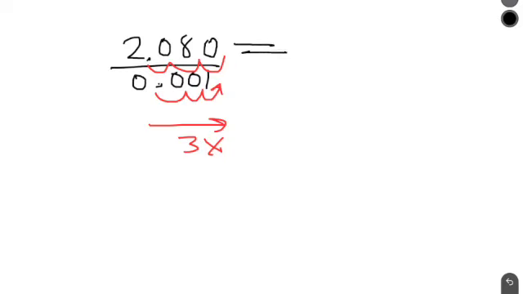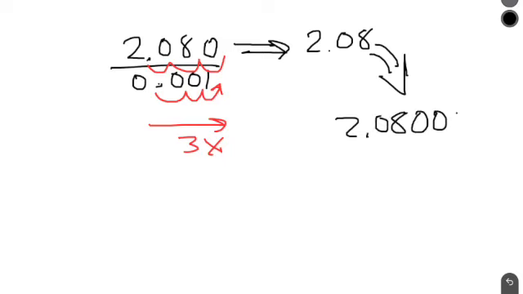Keep in mind that if you add zeros to the end of that number, you're not changing the number. 2.08 is the exact same as 2.08000.